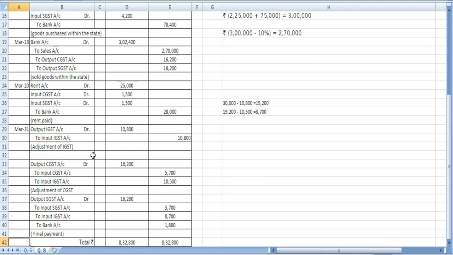Okay, but remember always first adjust the amount for the GST which it is concerned with, like output CGST with input CGST, and then you adjust the amount which is remaining with IGST. In the same way, output SGST, input SGST, and then we adjusted the amount which was relating to the input IGST, and the balance is been paid by the bank.